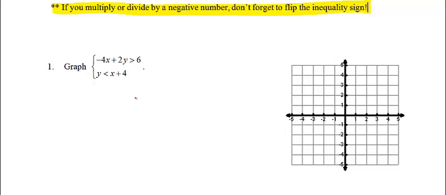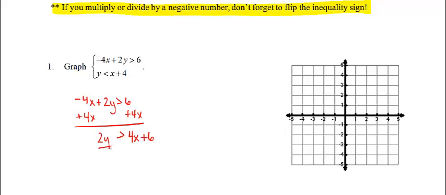Let's take a look at our first example. In this example, the bottom inequality is already solved for y, but the top inequality is not. So let's solve that first. Negative 4x plus 2y is greater than 6. I'm going to solve that for y. I want to get it into slope-intercept form, or y equals mx plus b form. So when I add the 4x, I'm going to put the 4x in front of the 6, and that's because I want to keep that y equals mx plus b format. And lastly, divide by 2. And y is greater than 2x plus 3.